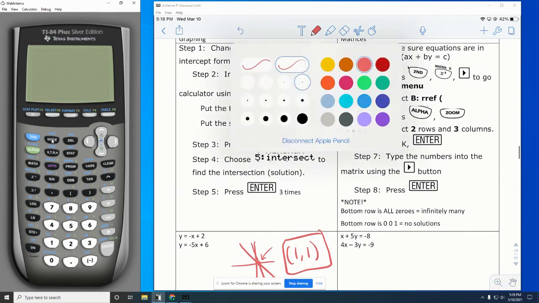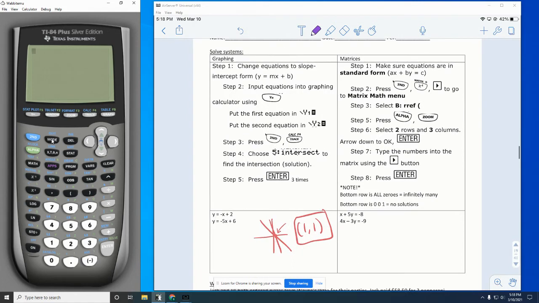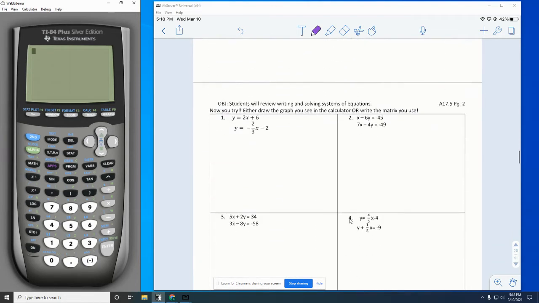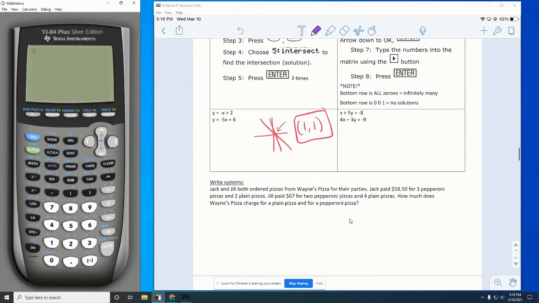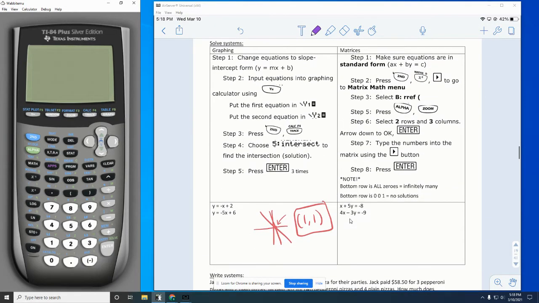The other way to solve systems is matrices. So make sure your equations are in standard form. So if you look at the example on the bottom, we have x's, y's equals answers. These are set up for matrices. Keep in mind, as you're working on your own, these are not all set up for one method in particular. So make sure you're on the lookout and making sure you do step 1 on those.